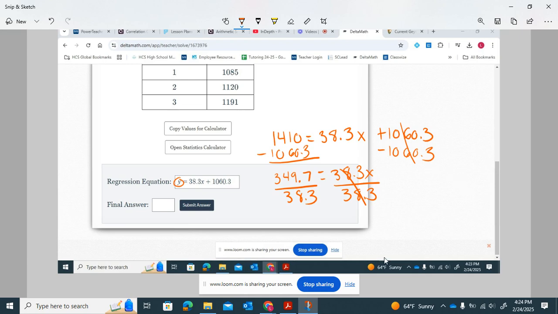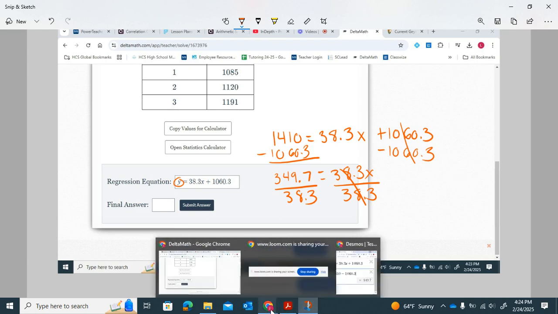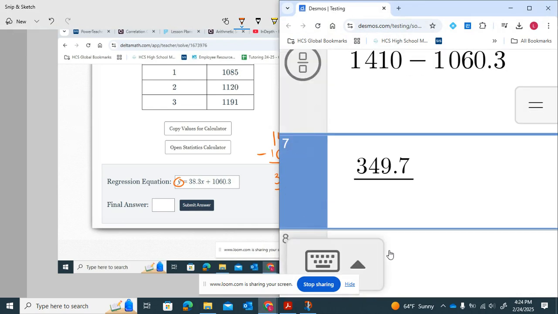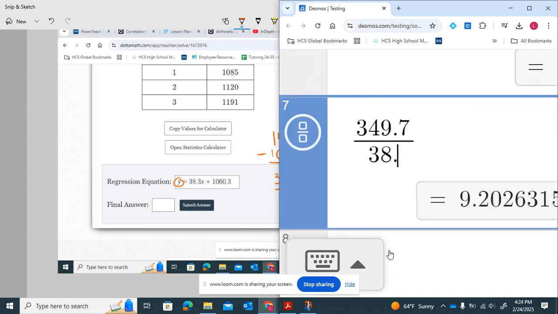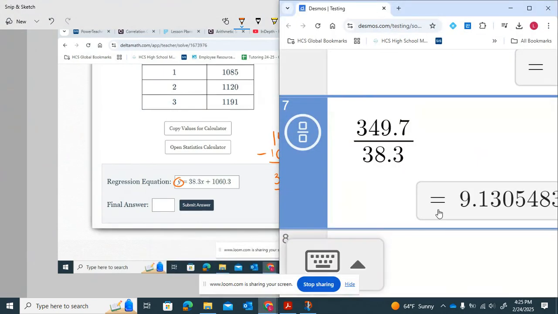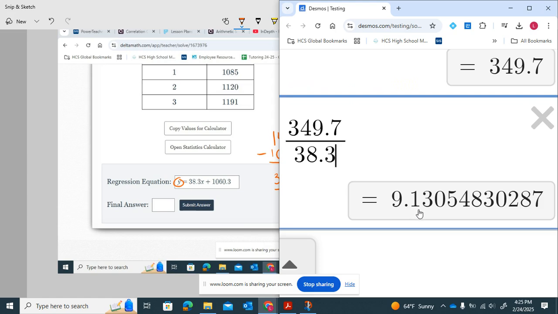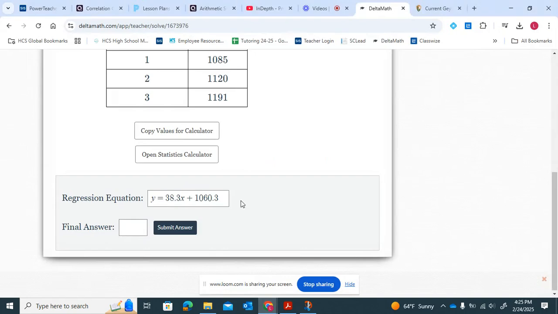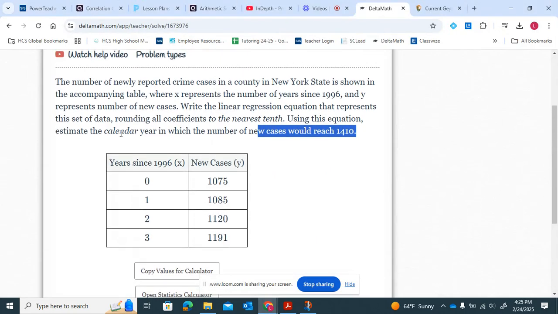So 349.7 divided by 38.3, I believe is correct. 38.3, yep. So it tells me that it's 9.13. So let's see what the question says. We know that x is 9.13. That's what we found. But now let's look at the question. It says, estimate the calendar year which the number of new cases would reach that.